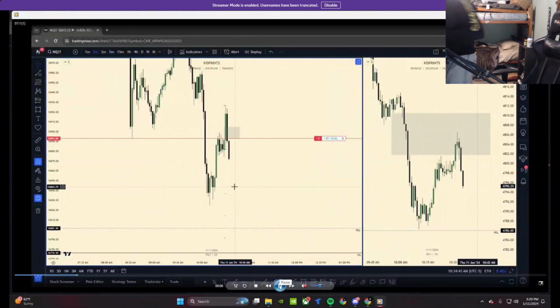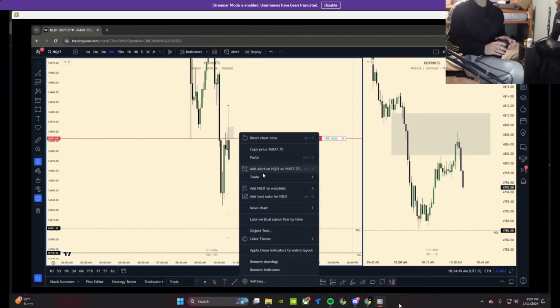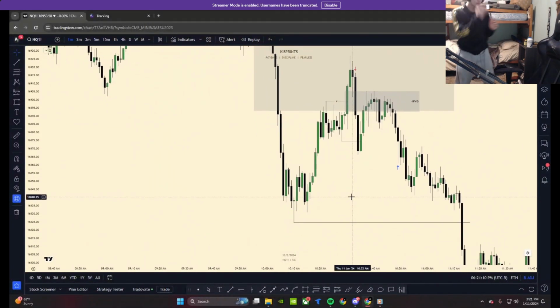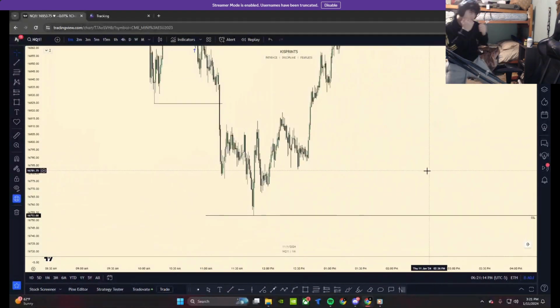Do you only use this inverse fair value gap strat with silver bullet, or just any? So, are you aware of quarterly theory? A little bit, yeah. So you're only going to want to trade during the macros, right? But within the macros, if we go back here and turn it on, I don't think I have it on right now.